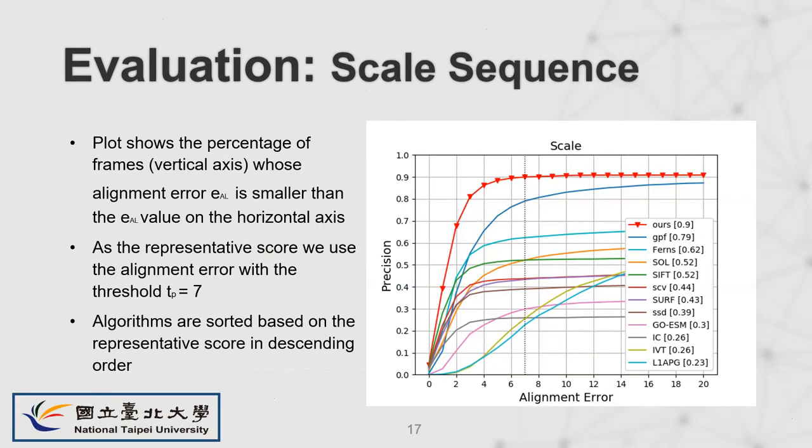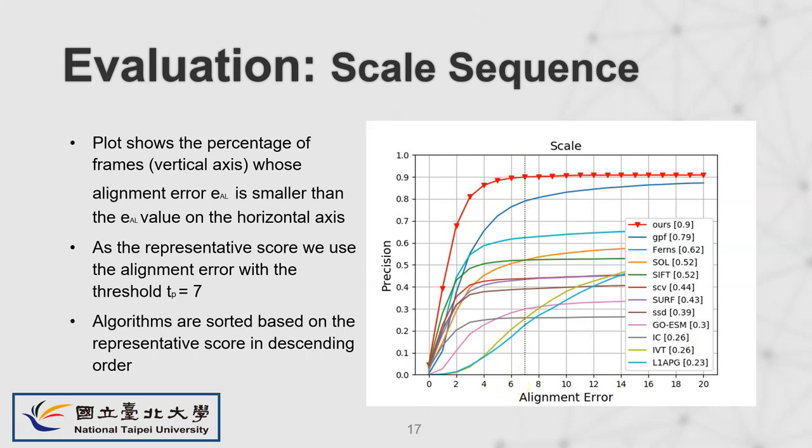First, I will show you evaluation plots of the alignment error. Each plot shows the percentage of frames, vertical axis, whose alignment error is smaller than the alignment error value on the horizontal axis. On each plot, the legend algorithms are sorted based on the representative score in descending order. As the representative score, we use the alignment error with the threshold equal to 7.